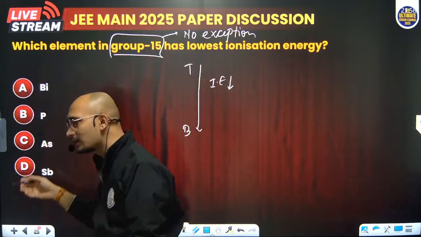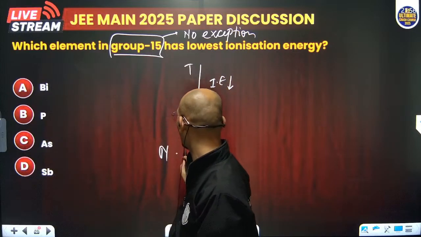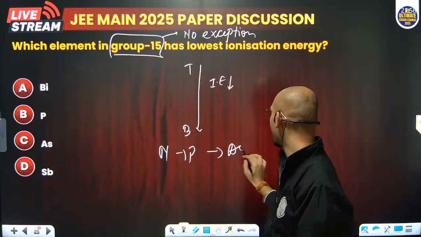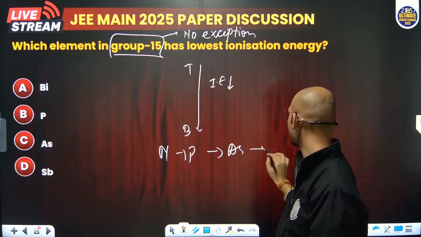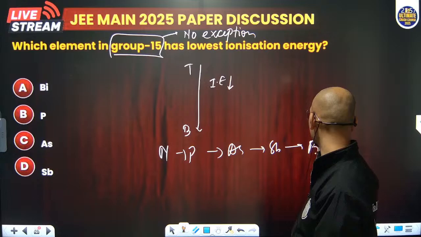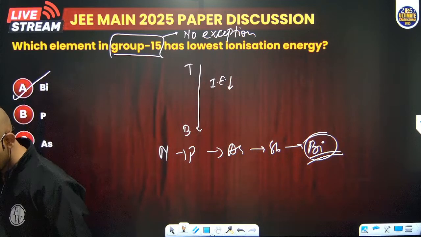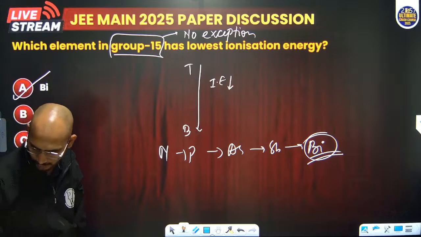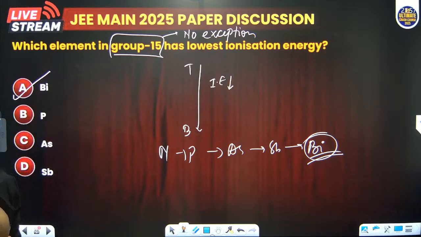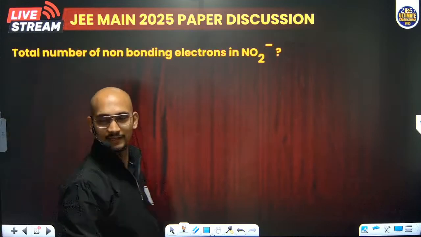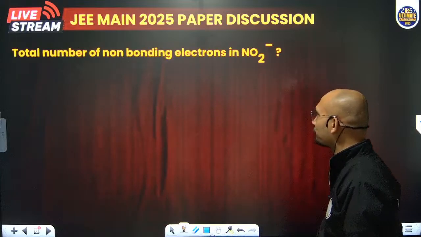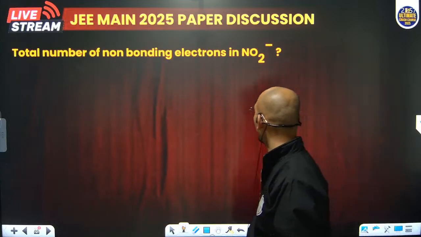So what is the lowest? Nitrogen, phosphorus, arsenic, antimony and bismuth. So bismuth is the last element that we have here. So bismuth will for sure be the correct answer. So Tanush and Mohan, both of them are correct. For sure, option A is correct. Very nice. Good. Now, total number of non-bonding electrons in NO2 minus, the nitrite ion.